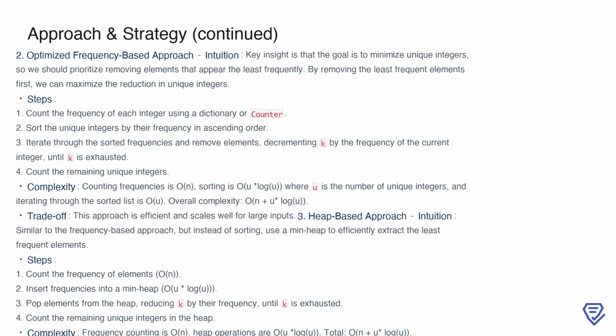Next, we sort the unique integers by their frequencies in ascending order. Once sorted, we iterate through the list, removing elements and decrementing k by the frequency of each removed integer until k is exhausted. Finally, we count the number of unique integers remaining.